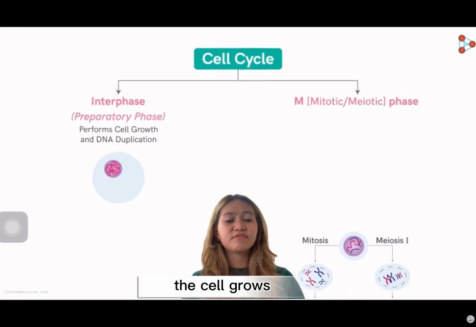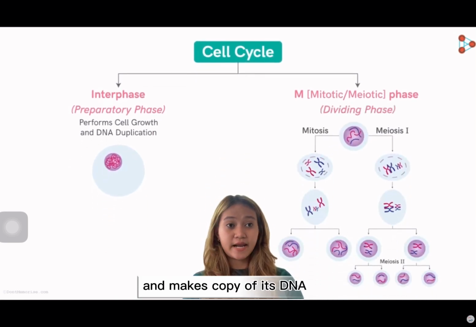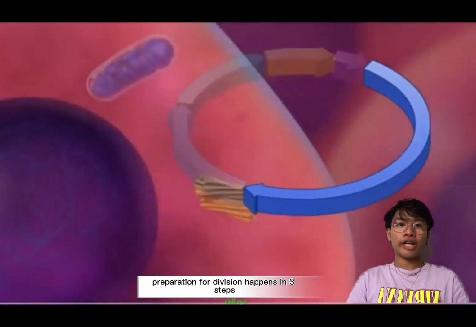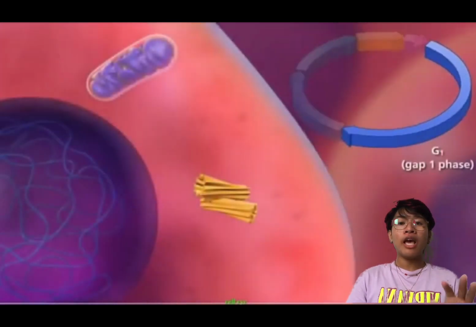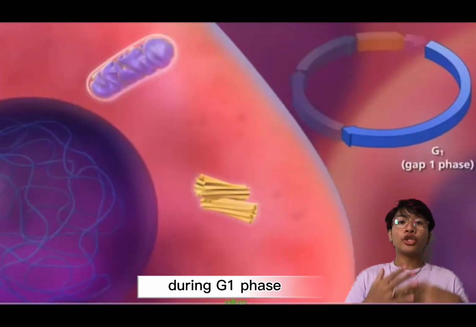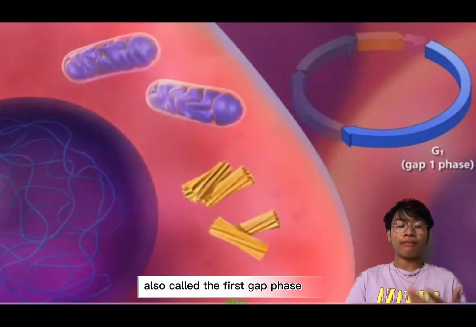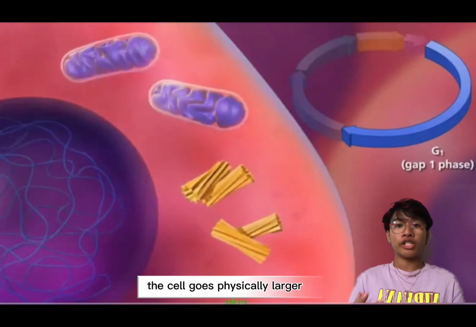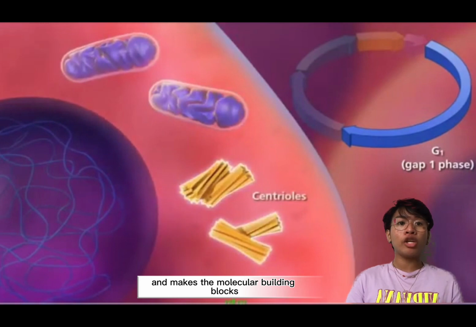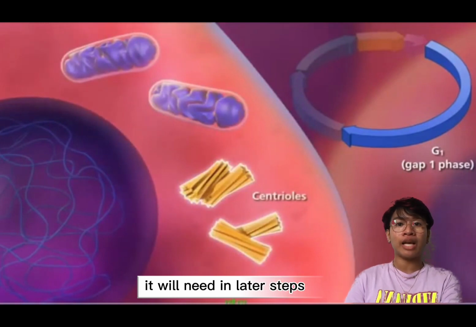During interphase, the cell grows and makes a copy of its DNA. Preparation for division happens in three steps. First is G1 phase. During G1 phase, also called the first gap phase, the cell grows physically larger, copies organelles, and makes the molecular building blocks it will need in later steps.